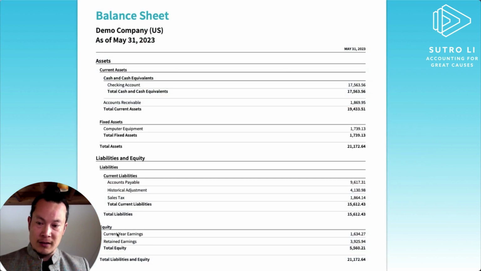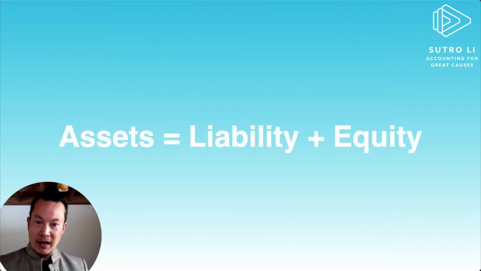Here on the equity section of the balance sheet, current year earnings, this $1,634, if we pulled an income statement for the same period of time from the beginning of the year up through May, it would explain how this profit of $1,600 was created. And again, to recap, this is the company's value at a single moment in time as of May 31st, and it's the value of the assets and the liabilities and the equity. The top of the report will balance with the bottom of the report. Assets equals liability plus equity.